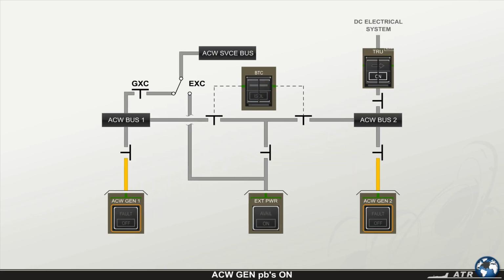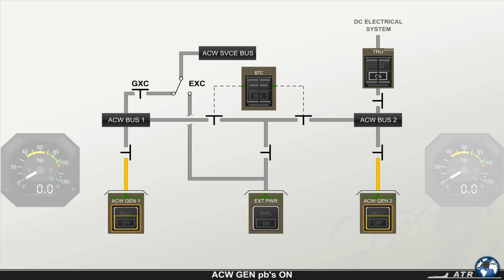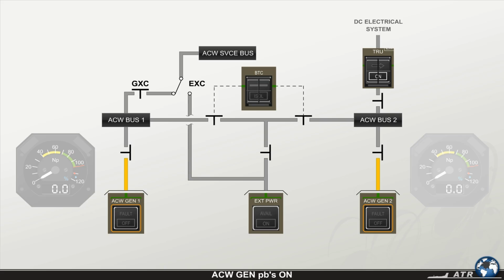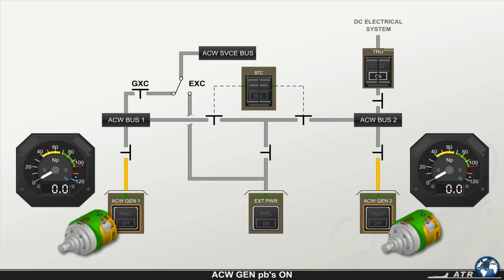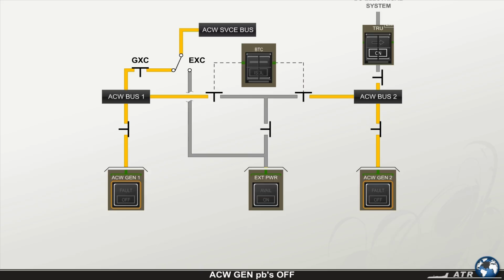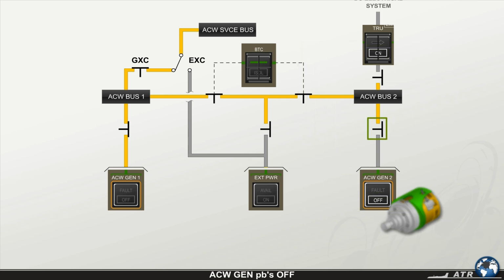When the push button is selected on, standard depressed position, it's dark. If all electrical parameters of the AC wild network are normal, the associated AC wild generator is automatically connected to the system as soon as the propeller speed reaches a minimum NP of 70.8%. Once the AC wild generator push button is selected to the off position, released, the respective generator is disconnected from the AC wild electrical network. This condition is indicated by the white off light illuminating in the push button.